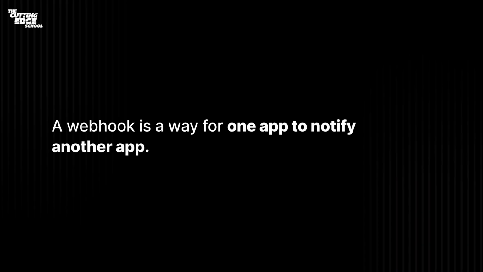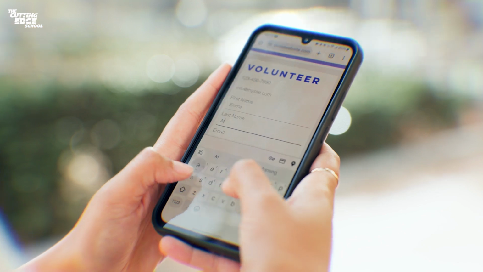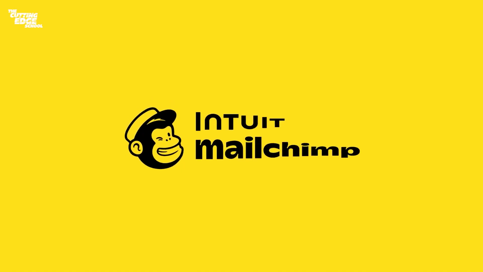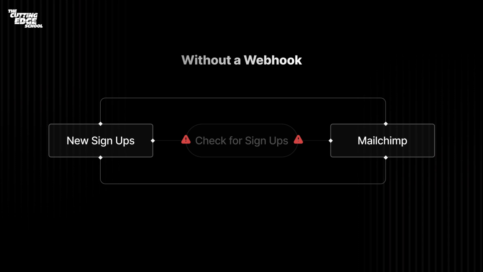In the technical world, a webhook is a way for one app to notify another app. Let's use a simple example. Imagine you have a website where people sign up for a newsletter. For this newsletter, you also use an extra app to send emails, which is called MailChimp. Now you want MailChimp to send a welcome email the second someone signs up on your website. Without a webhook, MailChimp would have to keep checking your website over and over again for new signups.